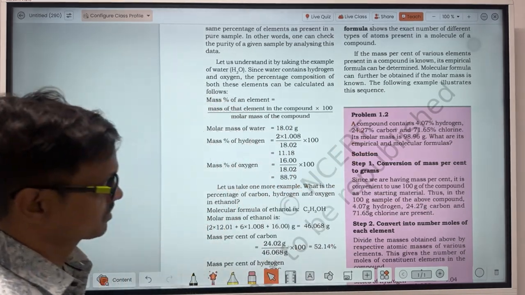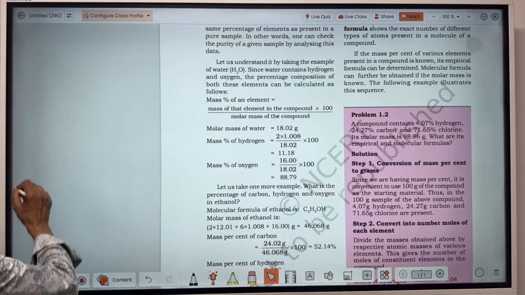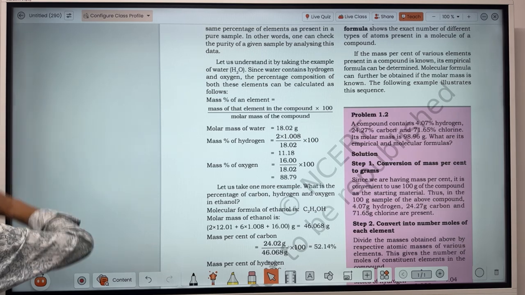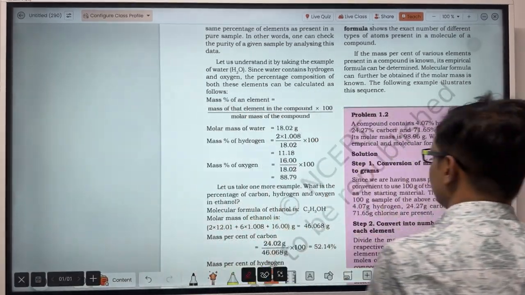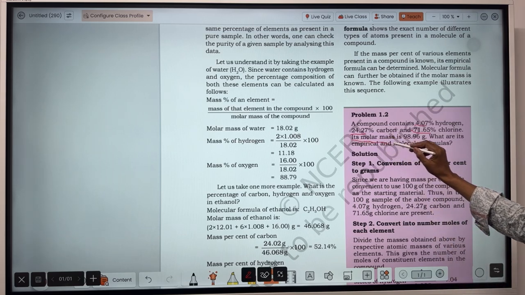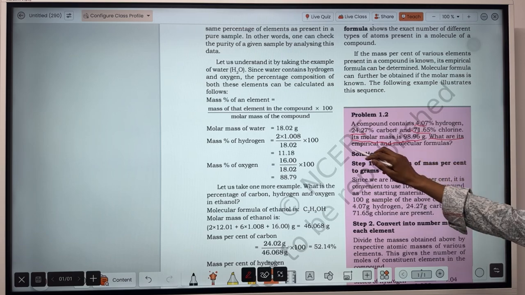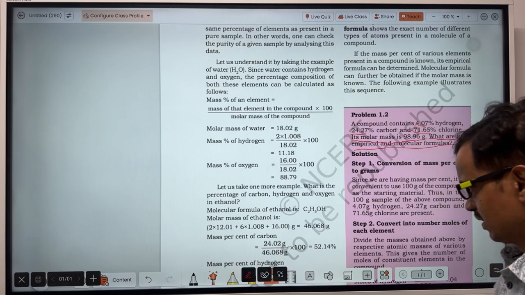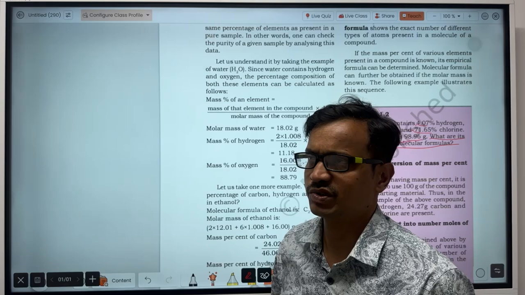Read the question. In this question, percentage composition is given. The percentage composition of hydrogen is 4.07%, carbon 24.27%, chlorine 71.65%, and the molar mass of the compound is given. It is asking what its empirical and molecular formulas are.